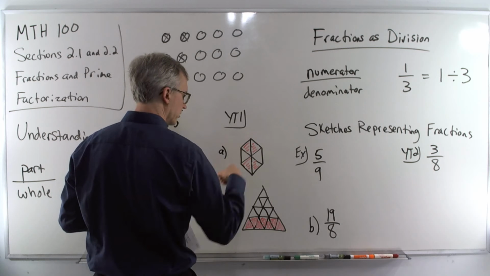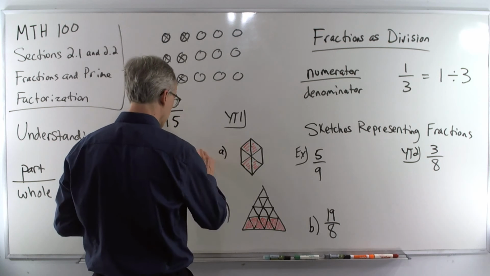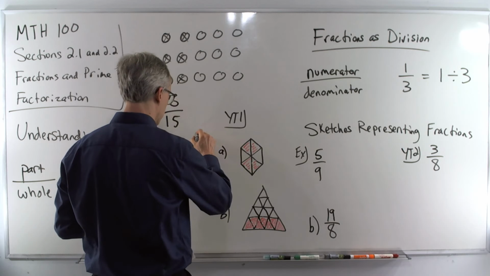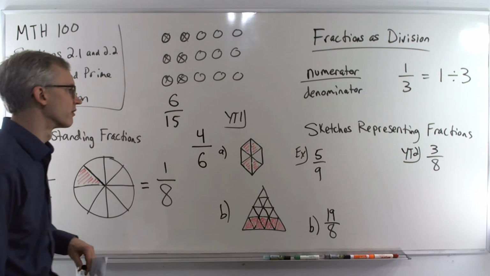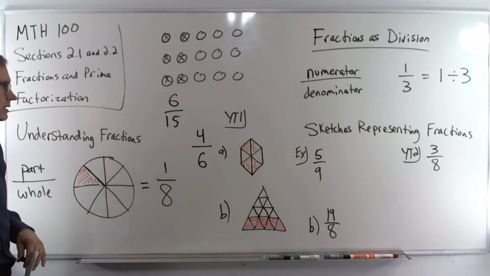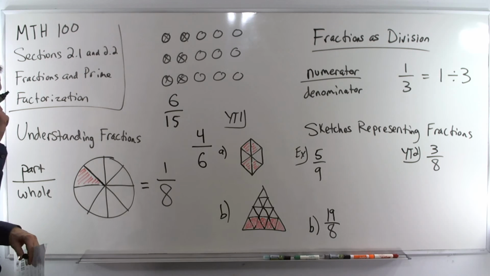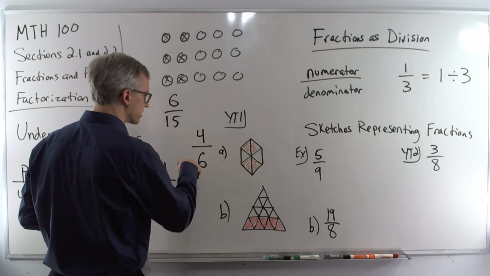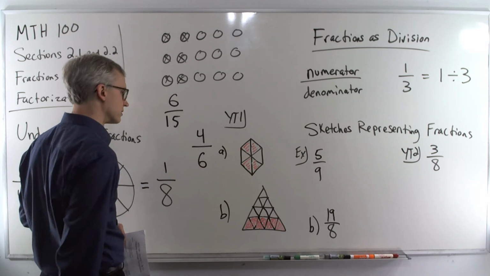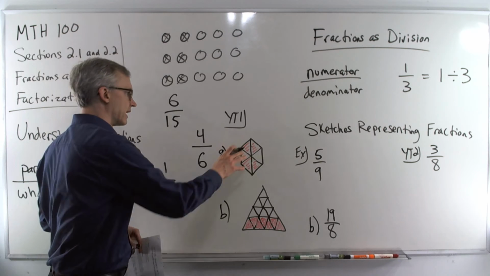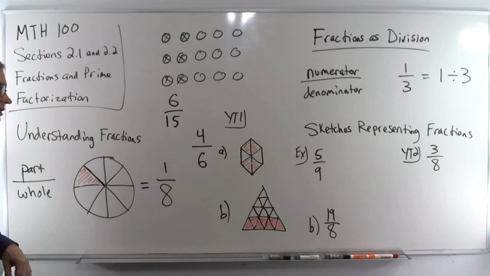We have 6 total parts of this one, and the shaded portion are 4 of those, so we've got 4 over 6. And there's no need to reduce the fraction, because if we reduce this, it's going to turn into 2/3, so it doesn't really represent the diagram. So just leave it just like that.